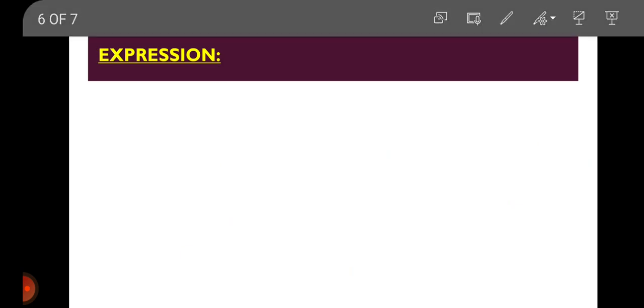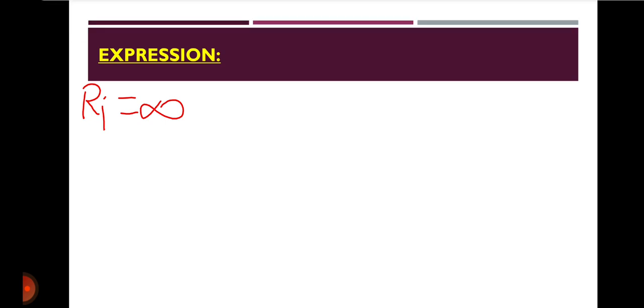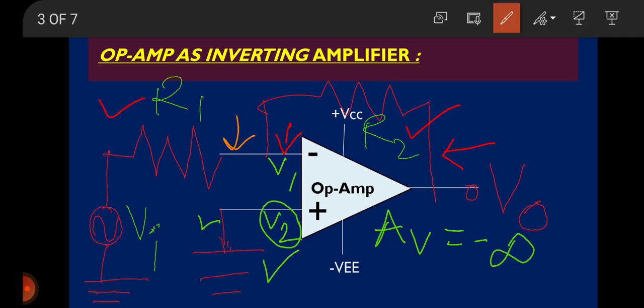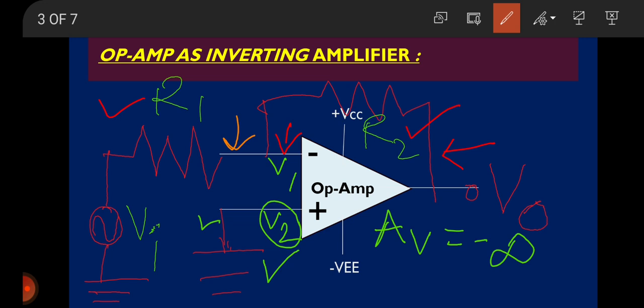Then see, since our input impedance is infinite by the characteristics, the current going into the opamp will be 0. Therefore, the current that passes through R1 will also pass through R2. See here, input impedance is infinite, therefore current does not pass through the opamp. Therefore, the current passing through this R1 and this R2 will be the same.